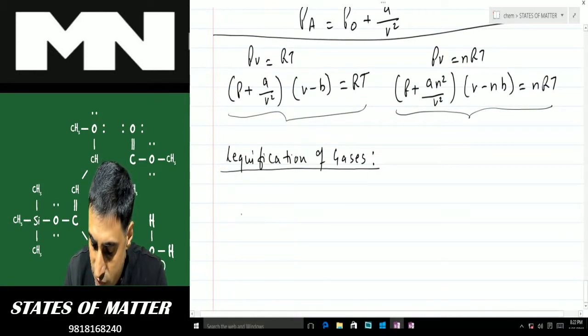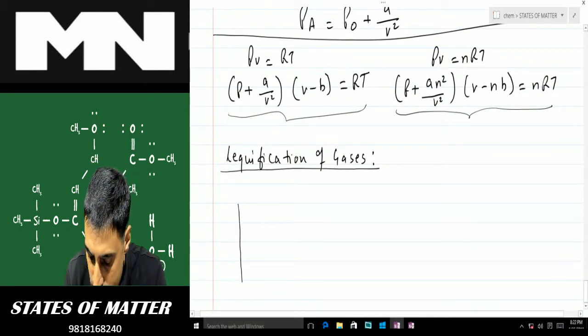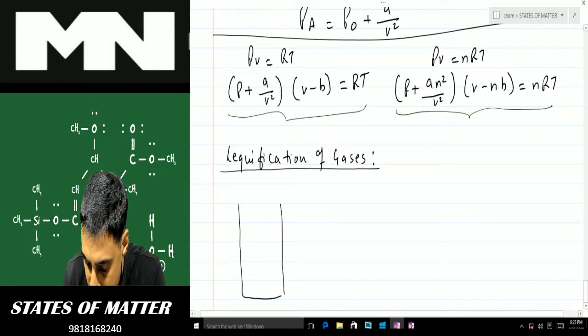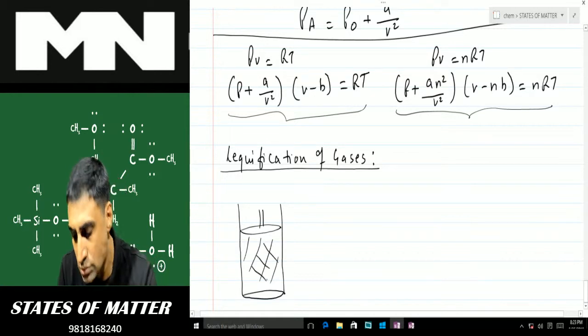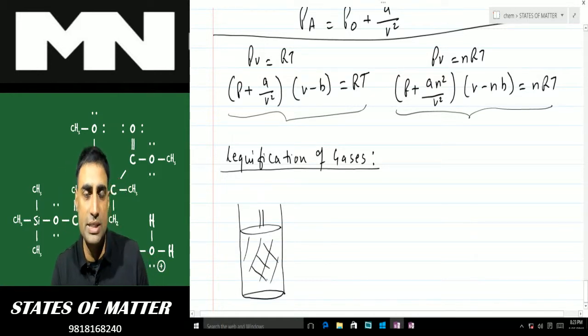Suppose I have a cylinder, and this cylinder is fitted with an airtight piston. In this I have got a gas, and we want to liquefy this gas.